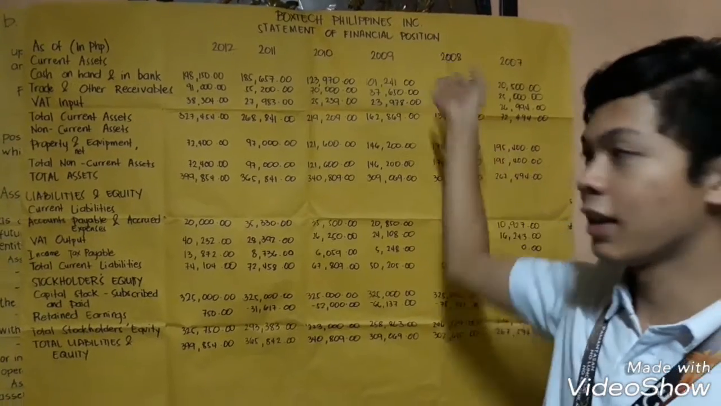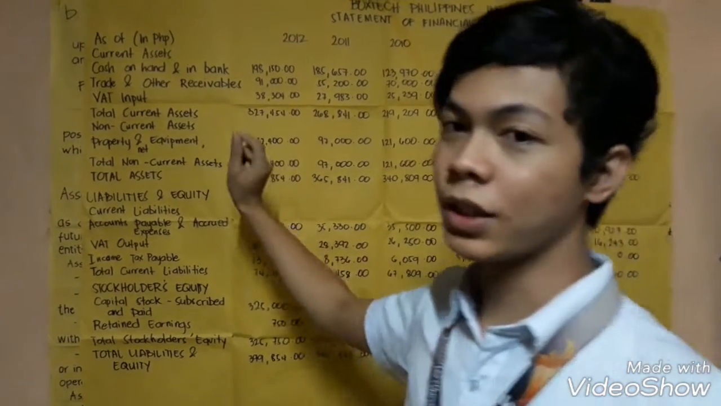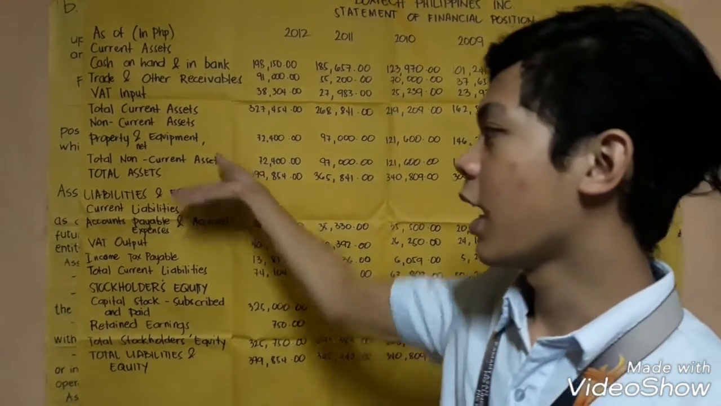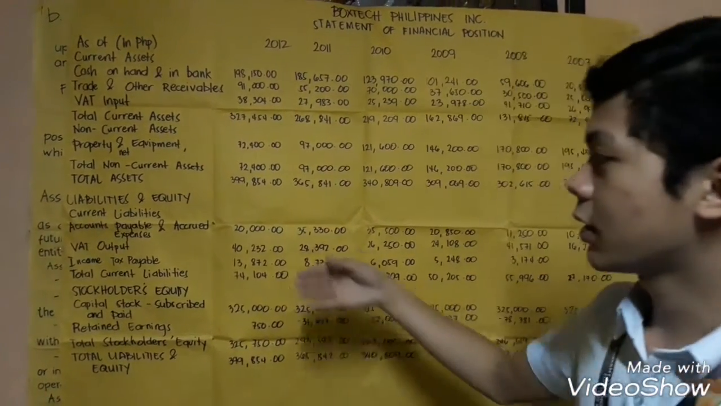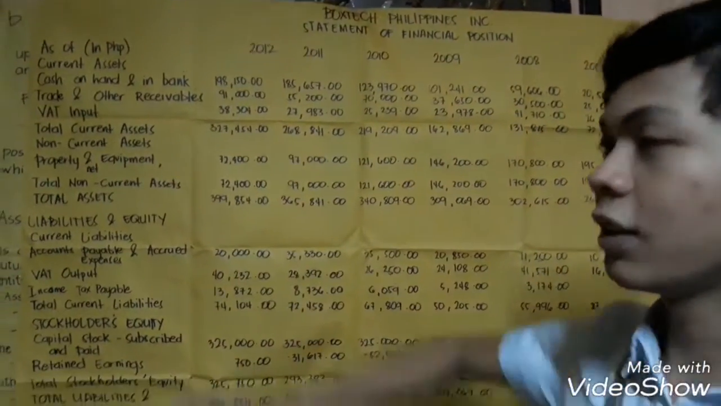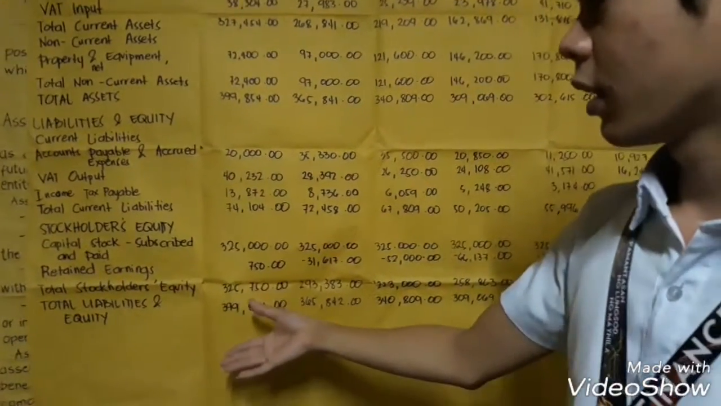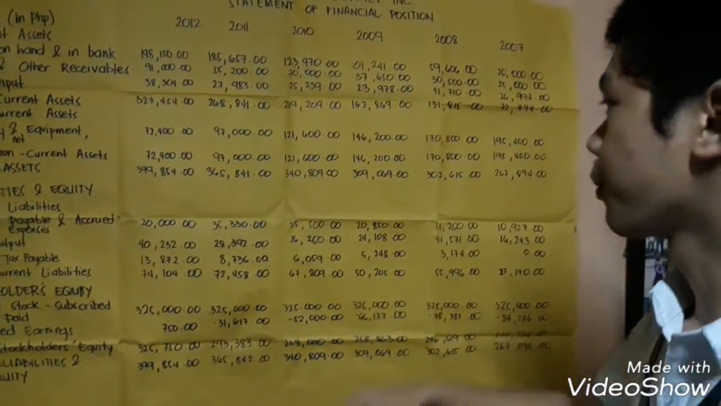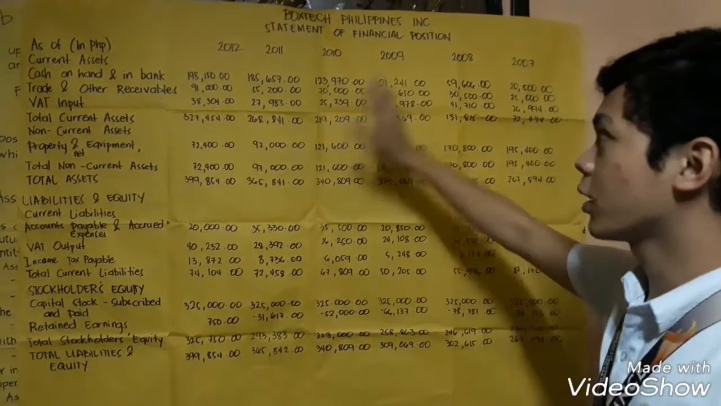Now let's see here the statement of financial position of Boxtex Philippines Incorporated. As you can see here, these are the account titles followed by their corresponding values. Total current assets plus total non-current assets equals total assets. As stated in the basic accounting equation, total assets should be equal to total liabilities plus equity. The total assets of Boxtex Philippines Incorporated for the year 2012 is 399,000, and the total liabilities and equity is 399,000. As you can see here, the total assets and the total liabilities and equity of Boxtex Philippines have been increasing since 2007.